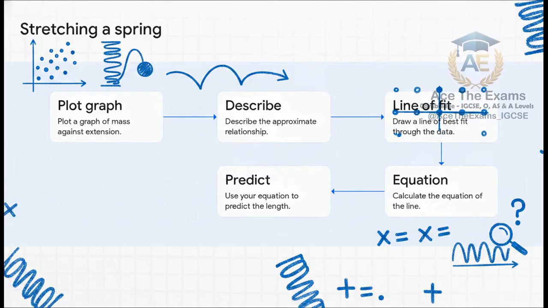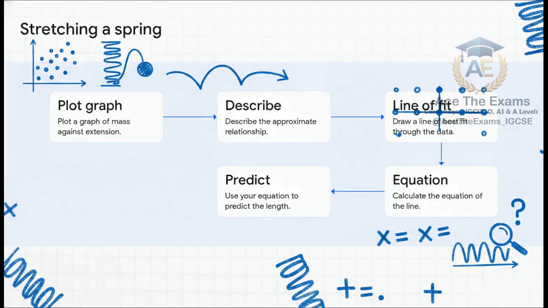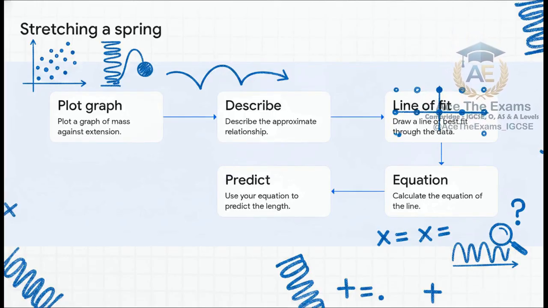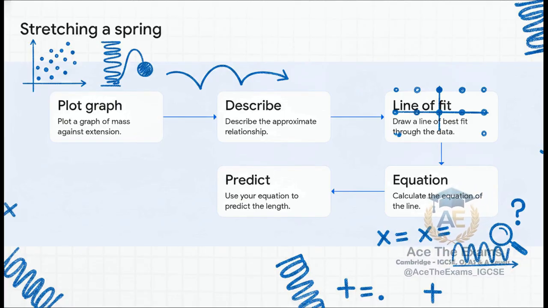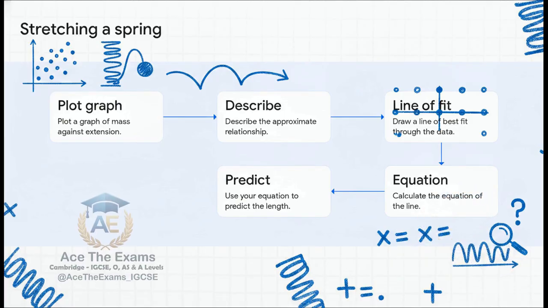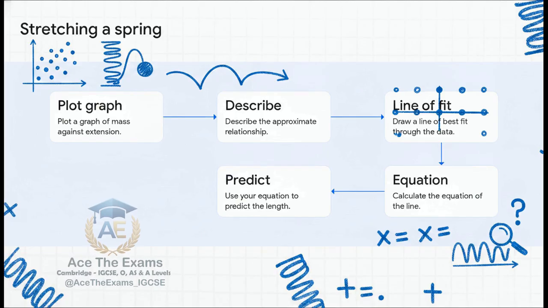To actually make this data useful, we have to apply a very clear 5-step mathematical method. First up, we plot a graph of the mass against the extension. Second, we describe that relationship. In this case, it looks pretty linear, right? Third, we draw a line of best fit right through the center of our data points.